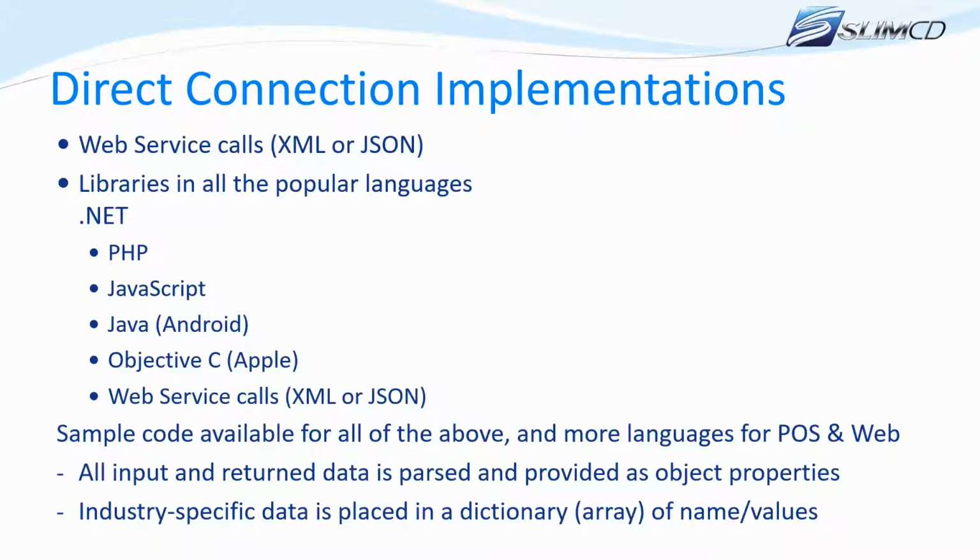We have a variety of source code that shows how to use all of these libraries or the direct web service calls. The input data is formatted up and sent, and the output is parsed back into objects, and all of the results will appear as properties. And industry-specific data for auto rental, hotel industries, things like that can be put into these libraries and transmitted to SlimCD as well.